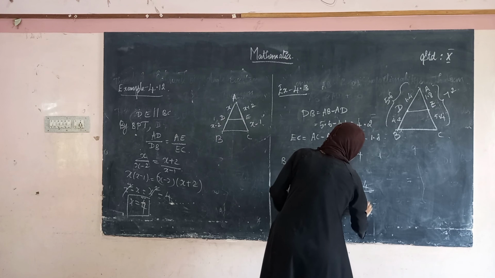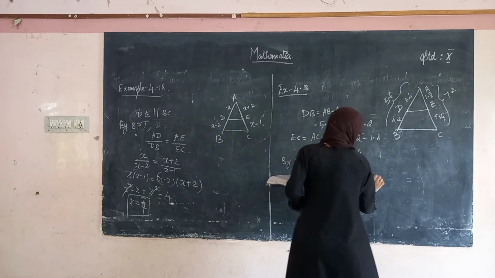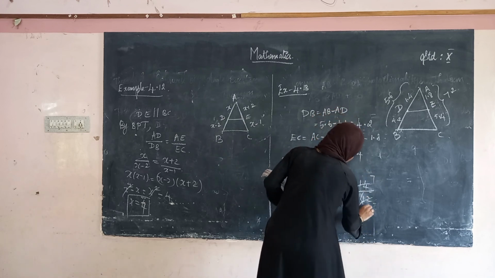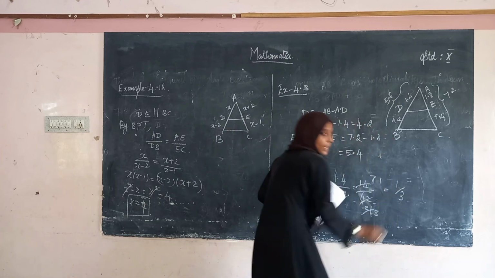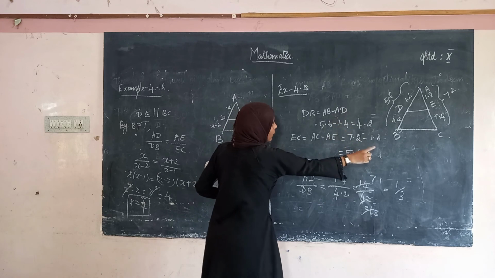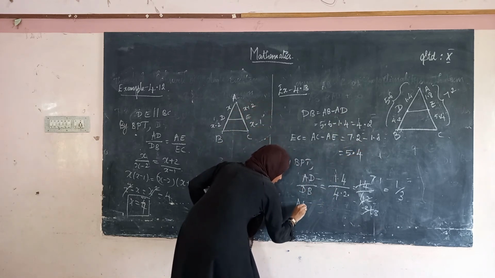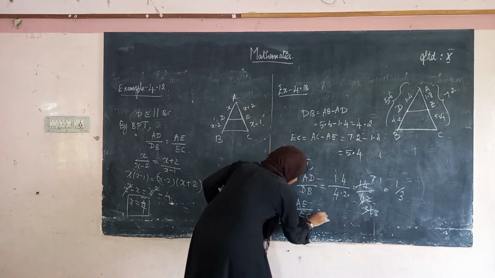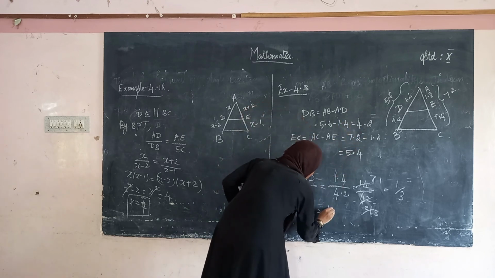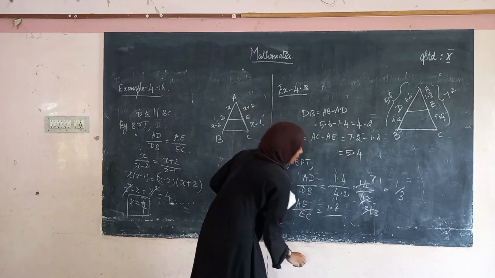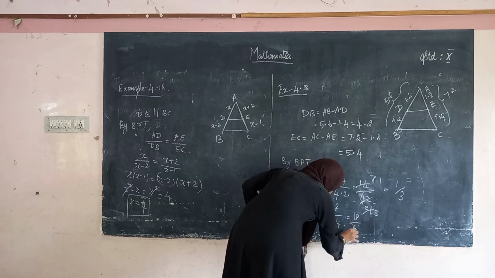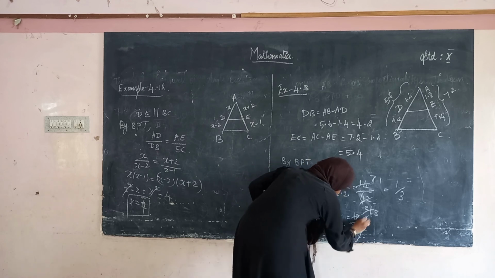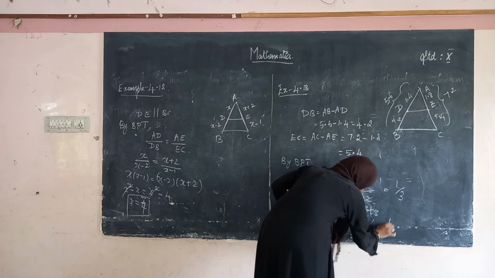Fourteen divided by 42. 7 times 2 is 14, 7 times 6 is 42, so 1 divided by 3. This is equal to 1 divided by 3. And then the other ratio, AE divided by EC. AE is 1.8. EC is 5.4. This is equal to 18 divided by 54, which is 1 divided by 3.